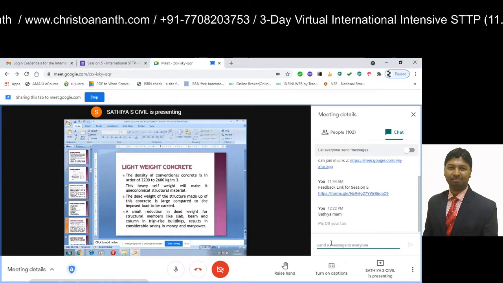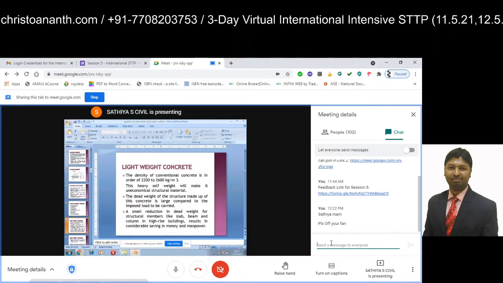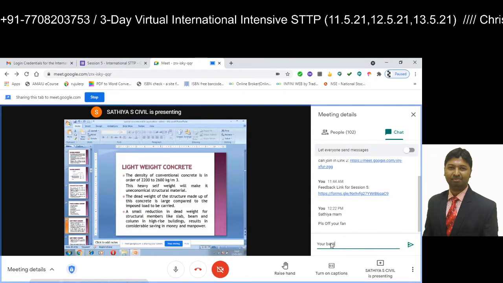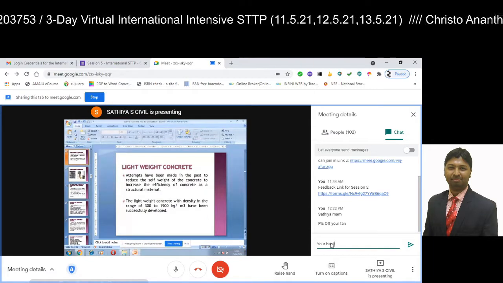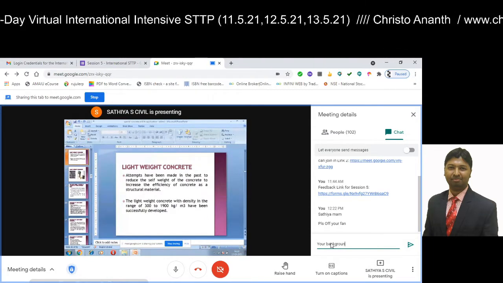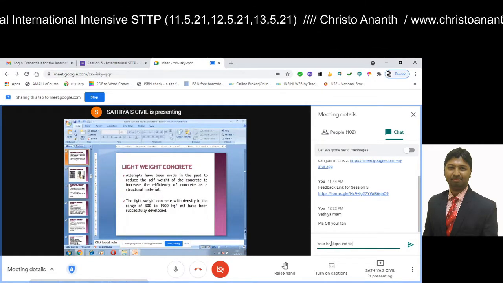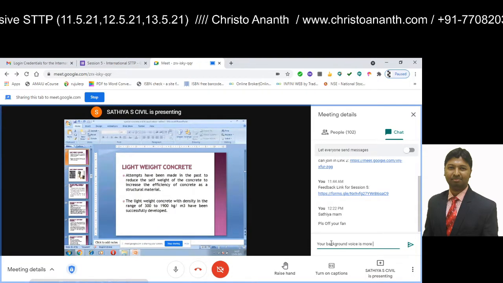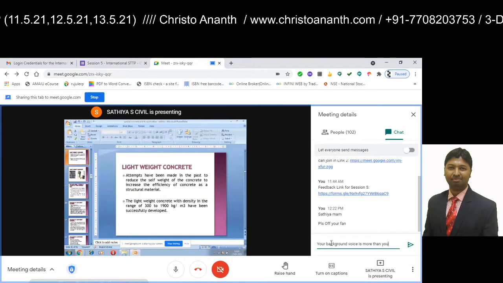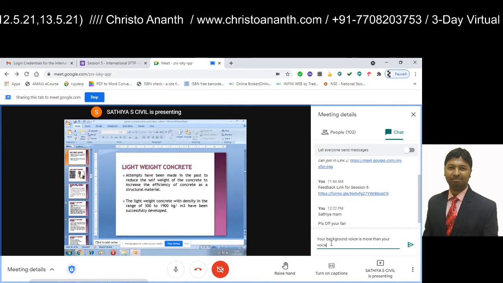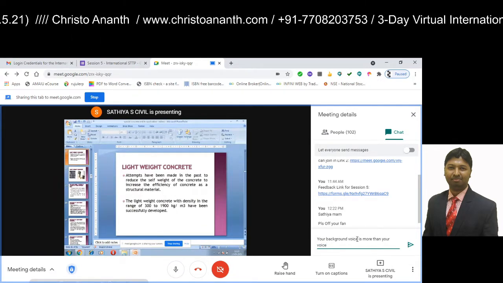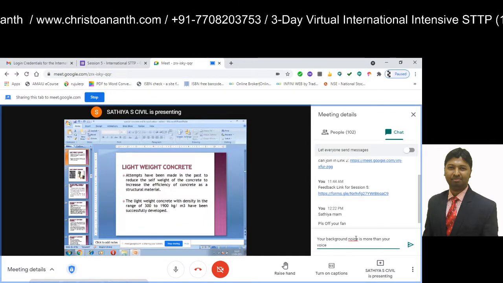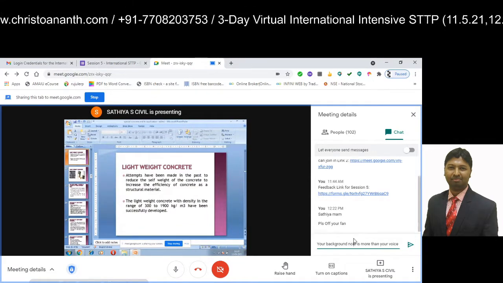Normally, the weight of conventional concrete is heavy when compared to lightweight concrete. Attempts have been made in the past to reduce the self-weight of the concrete to increase the efficiency of the concrete as a structural material. Lightweight concrete with density in the range of 300 to 1900 kg per meter cube has been successfully developed.